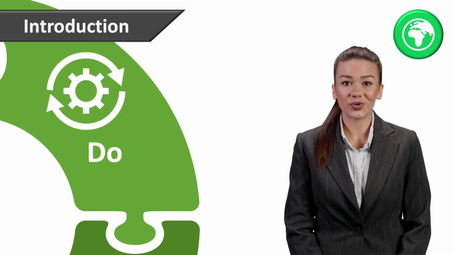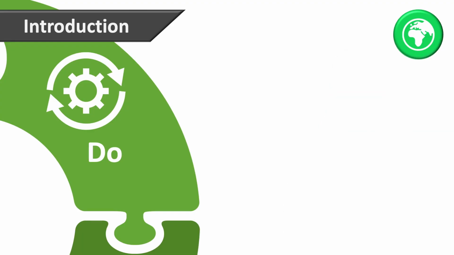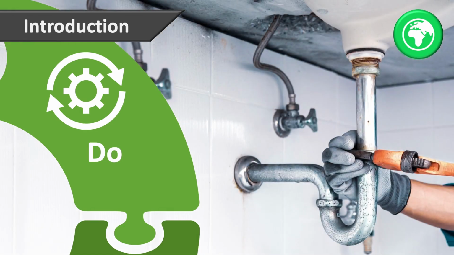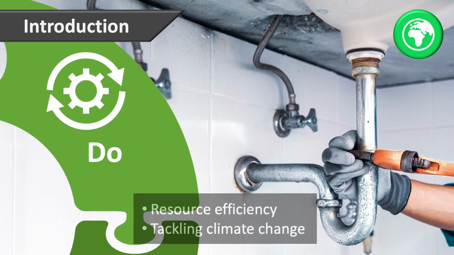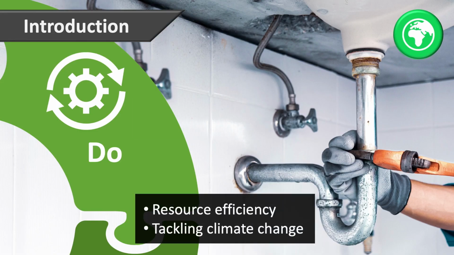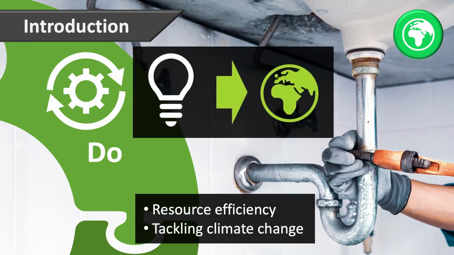The do stage is where the actual implementation of the plan takes place. So, here, we will explore ways of meeting the targets you set in the previous module. In particular, we will look at both resource efficiency and tackling climate change. These two are closely related. In most cases, if you reduce the resources you use, you will reduce your negative impact on the global climate.